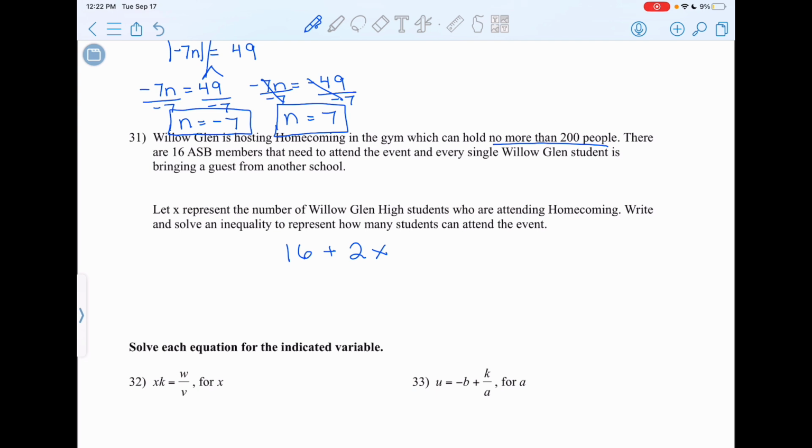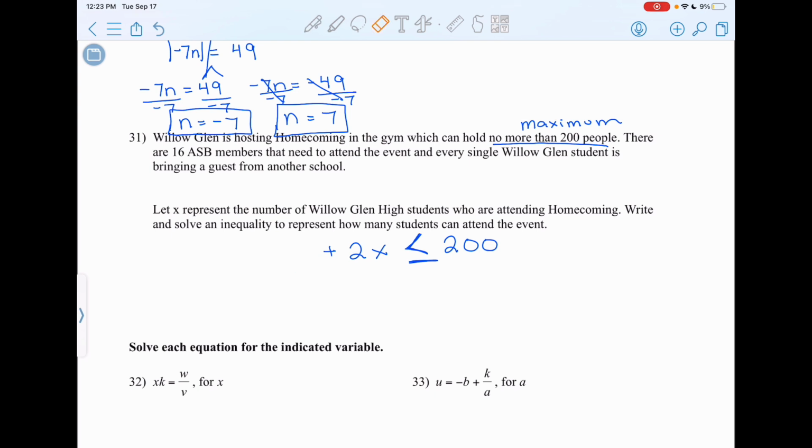And the gym can hold no more than 200 people. This means that 200 is a maximum. So I'm going to have 200 as my total, and I need my sign to face 200 because the amount that I have has to be less than 200. But it does say no more than, which means we can have exactly 200, just not more than 200. So I'm going to put a line underneath my sign to indicate that 200 students is okay. And now I'm going to solve.